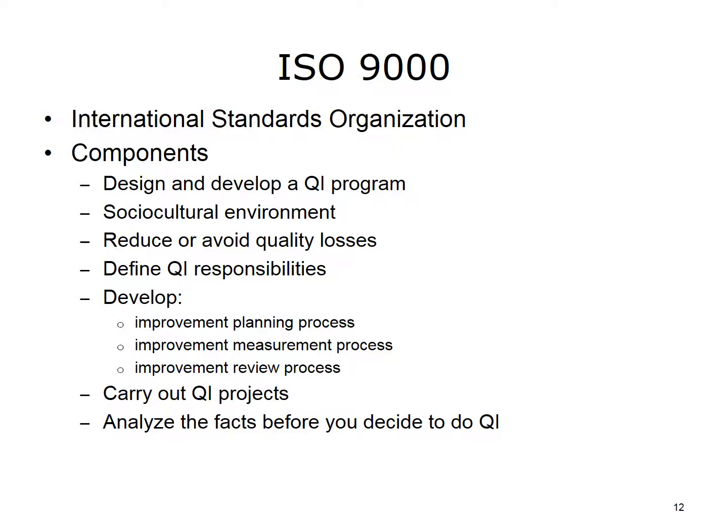Components of these guidelines include: design and develop a QI program, create a socio-cultural environment and a structure that supports improvement, reduce or avoid quality losses, define QI responsibilities, develop an improvement planning process, develop an improvement measurement process, develop an improvement review process, carry out QI projects, and analyze the facts before you decide to do QI.